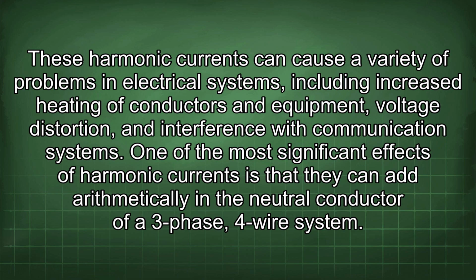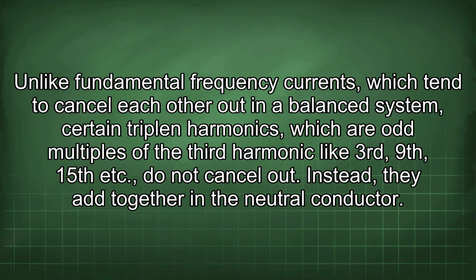One of the most significant effects of harmonic currents is that they can add arithmetically in the neutral conductor of a three-phase, four-wire system. Unlike fundamental frequency currents, which tend to cancel each other out in a balanced system, certain triplen harmonics, which are odd multiples of the third harmonic, like third, ninth, fifteenth, etc., do not cancel out. Instead, they add together in the neutral conductor.